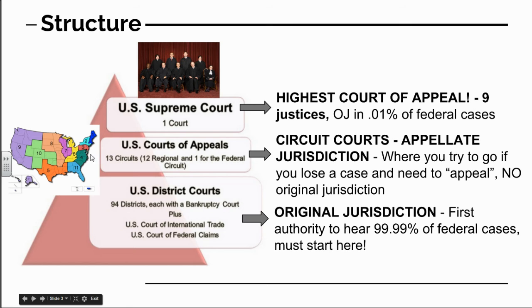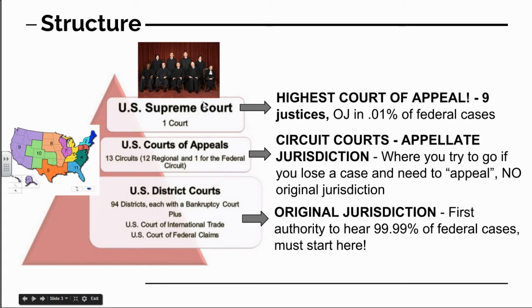There are, as you can see, 13 circuits. This is where you go if you lose a case. These courts have no original jurisdiction. They never, ever hear a case first. There's the very, very rare occasion in the Supreme Court where they have original jurisdiction, but the appeals courts never do, and that makes sense because they're called appellate courts or appeals courts. So their only purpose is to hear appeals.